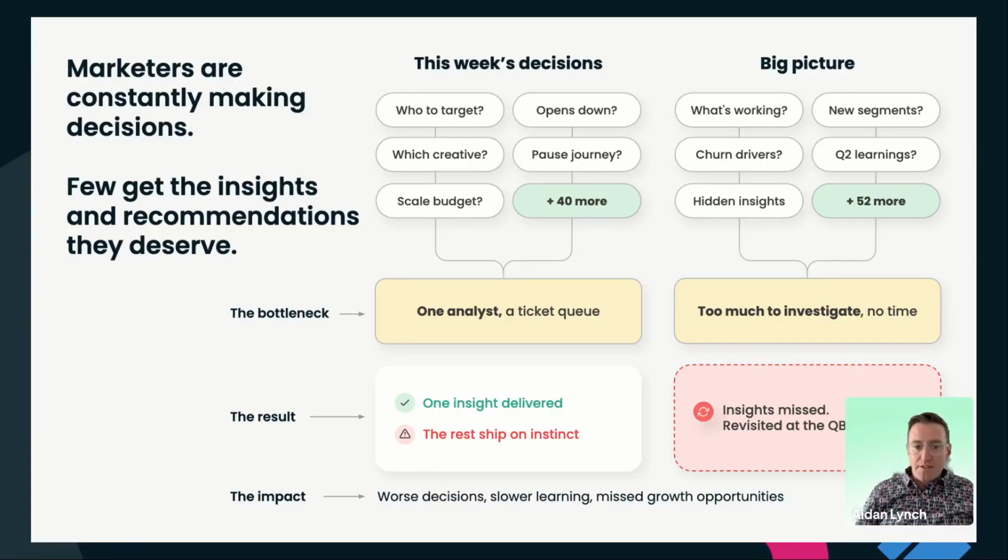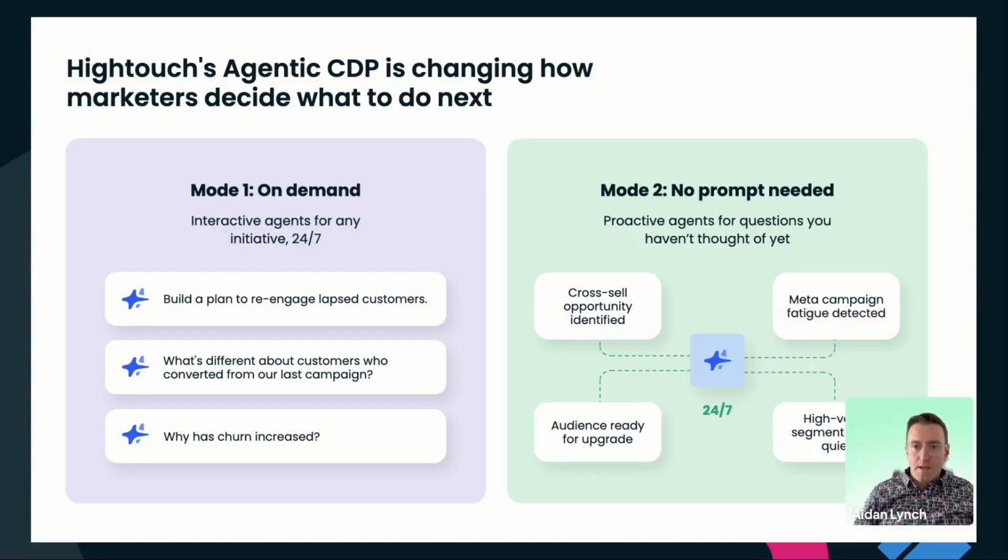So, how often do you have all the insights you need to make decisions? And this is the problem that the Agentic CDP is really designed to solve. So the Agentic CDP changes how marketers make decisions in two ways. The first is that marketers can bring any marketing question or objective to the agents. You might have an objective like re-engaging lapsed customers, or have an open-ended question like why churn increased.